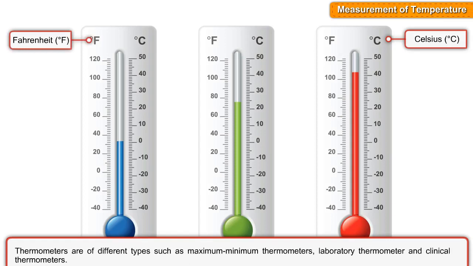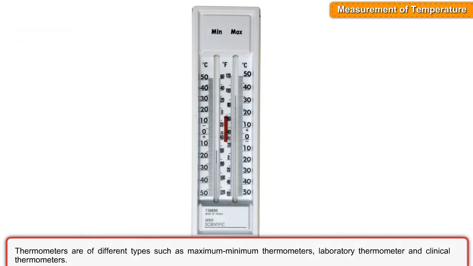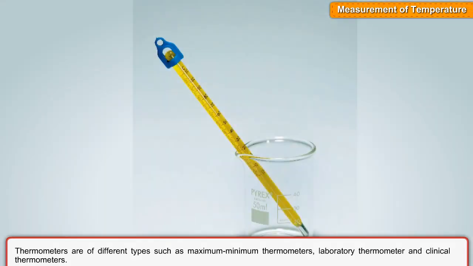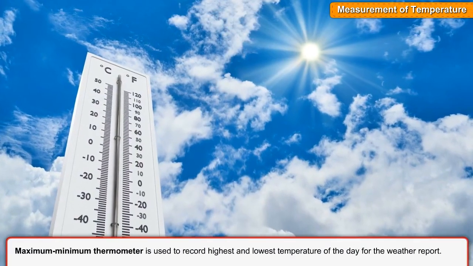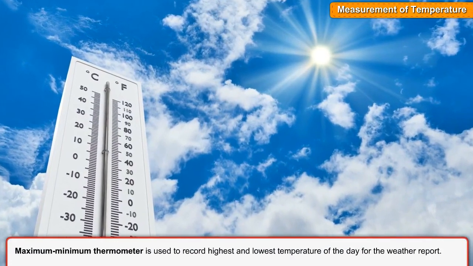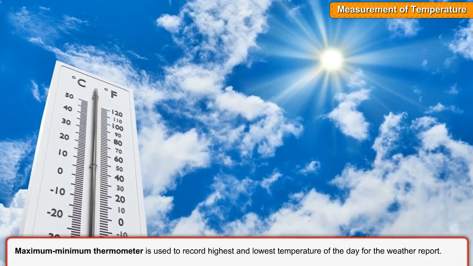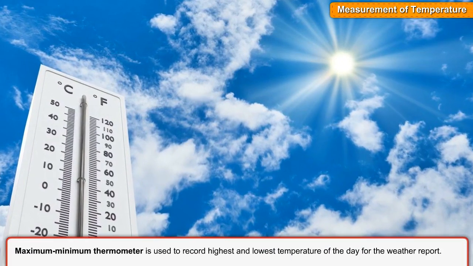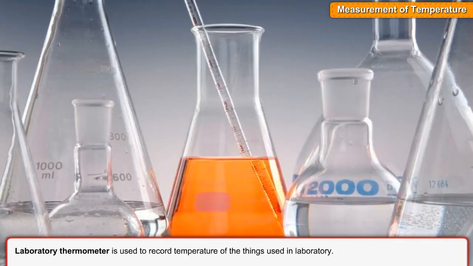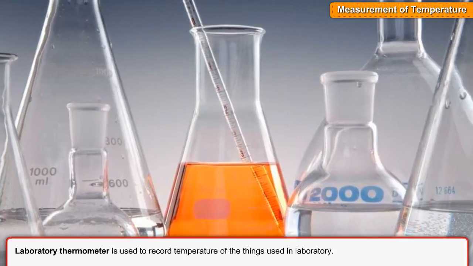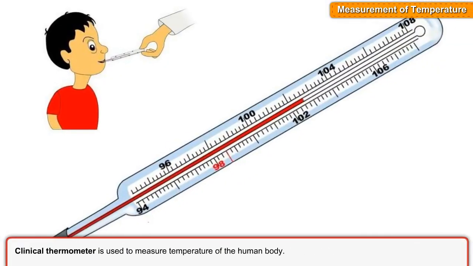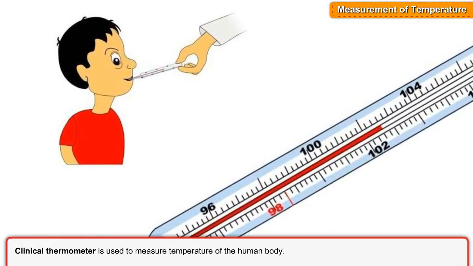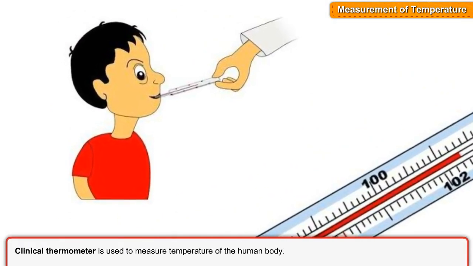Thermometers are of different types, such as maximum, minimum thermometers, laboratory thermometer, and clinical thermometers. Maximum minimum thermometer is used to record highest and lowest temperature of the day for the weather report. Laboratory thermometer is used to record temperature of the things used in laboratory. Clinical thermometer is used to measure temperature of the human body.